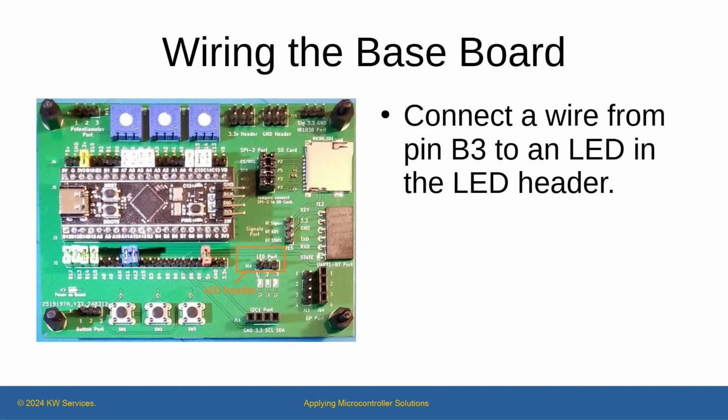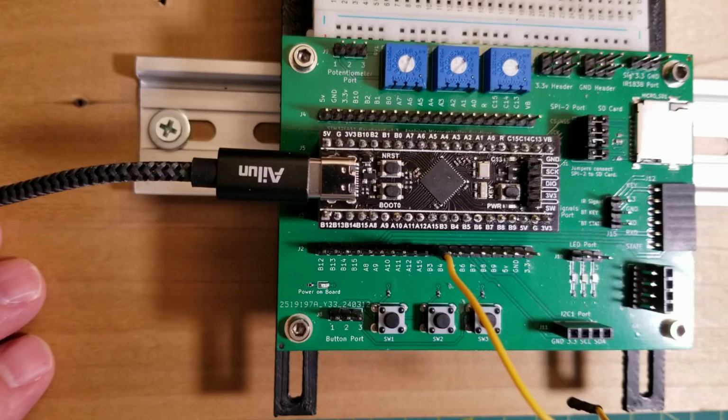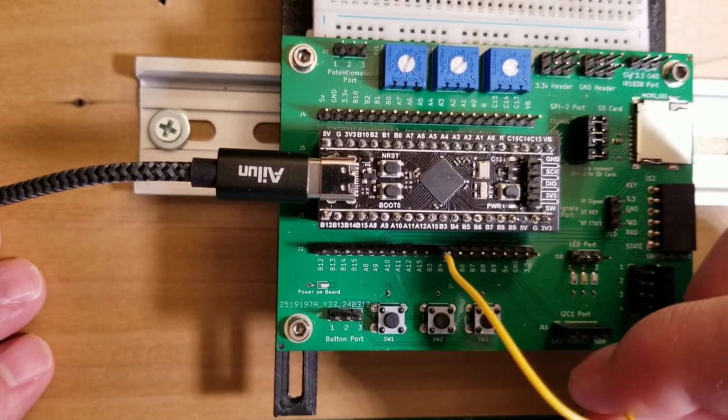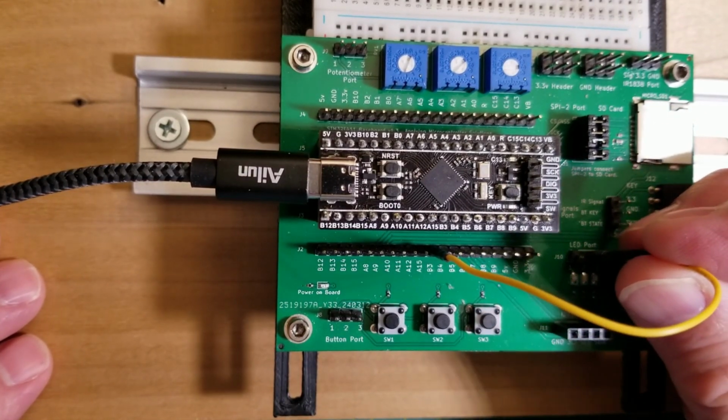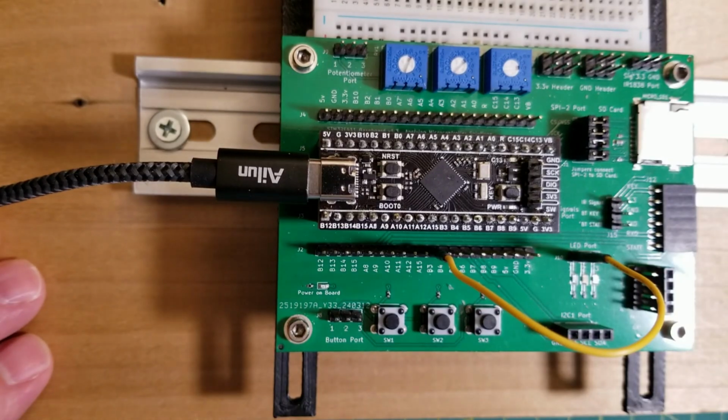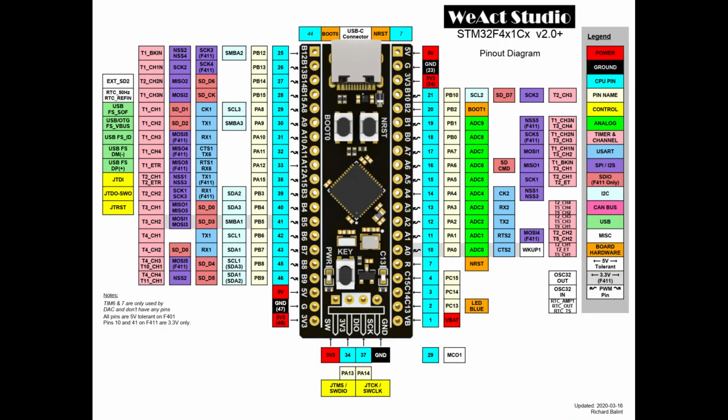The STM32 F411 baseboard includes onboard LEDs. A cable is connected between the pin B3 and one of the LEDs. Looking at the schematic, we see in the pink boxes that pin B3 is associated with T2_CH2, which is shorthand for timer 2, channel 2.